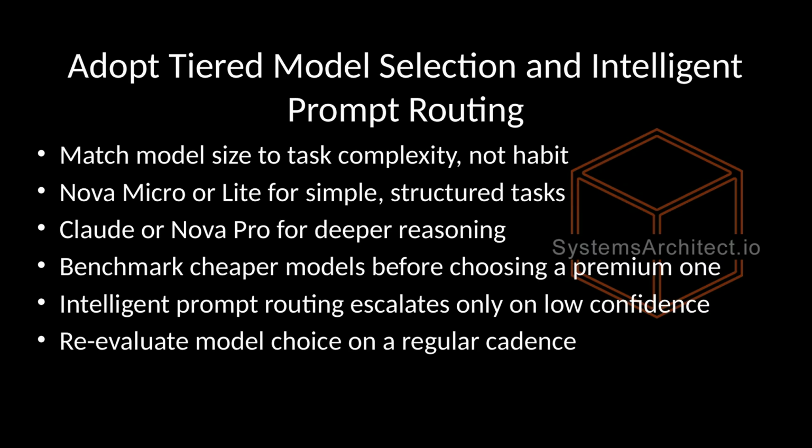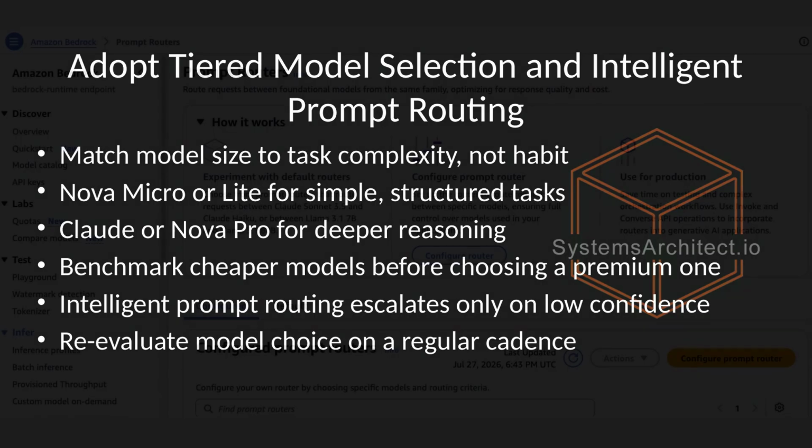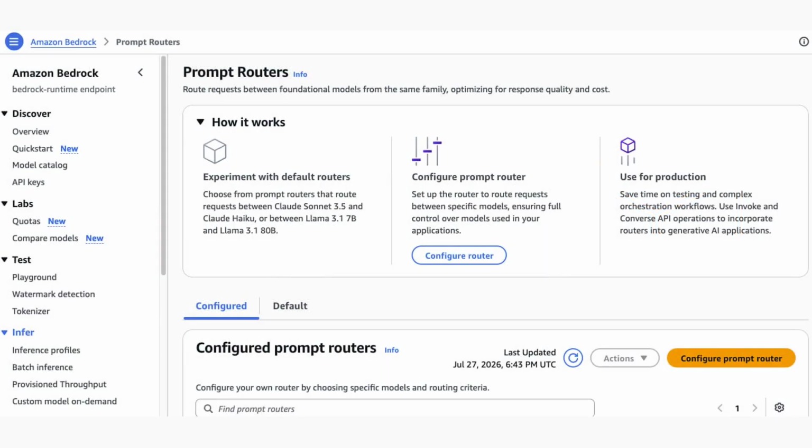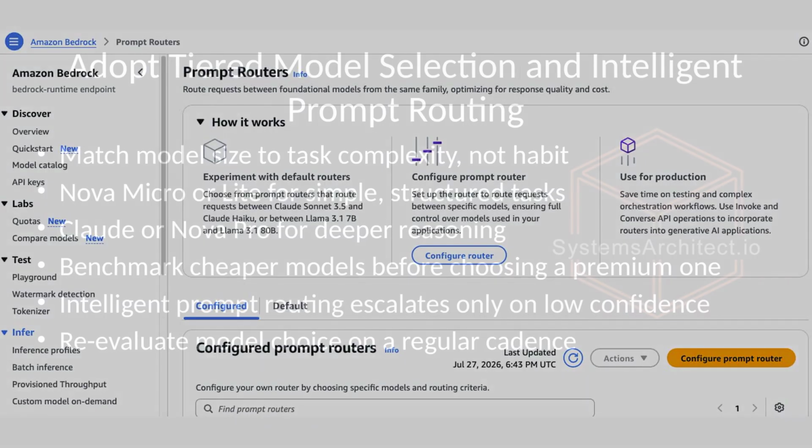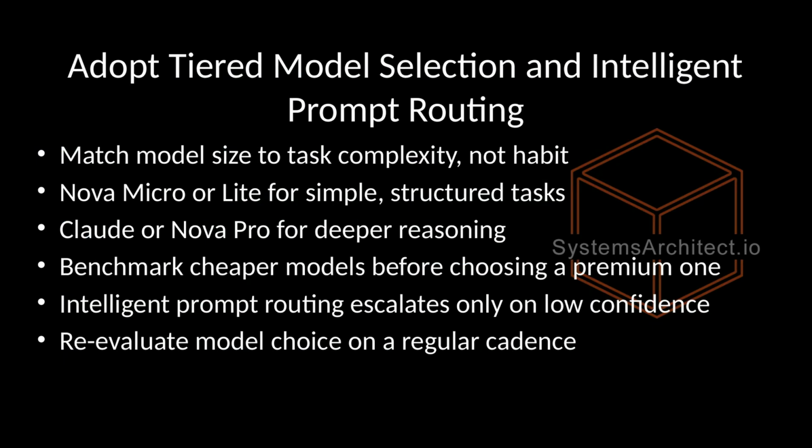2. Adopt tiered model selection and intelligent prompt routing. Choosing the right foundation model for each task is the single highest impact decision you'll make in Bedrock. Build a tiered lineup that pairs Nova Micro or Nova Lite for simple classification and structured extraction with Nova Pro or Claude for deeper reasoning.